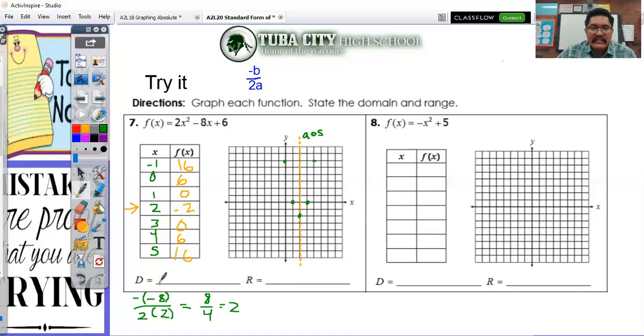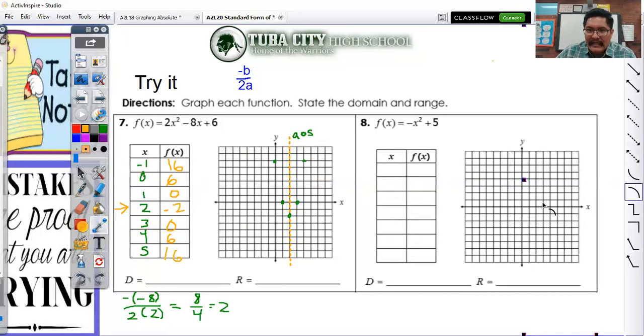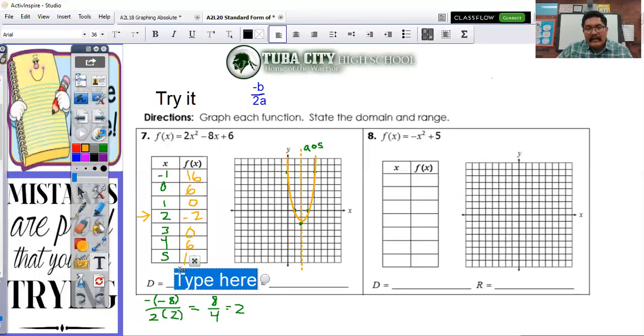And again, it should be symmetrical, which is why it's called the axis of symmetry. Do our best to connect these dots. I'm lucky I have a tool that helps me do this. And there's our parabola. And again, no matter how narrow they are, they always go in both directions. So let's put all reals.